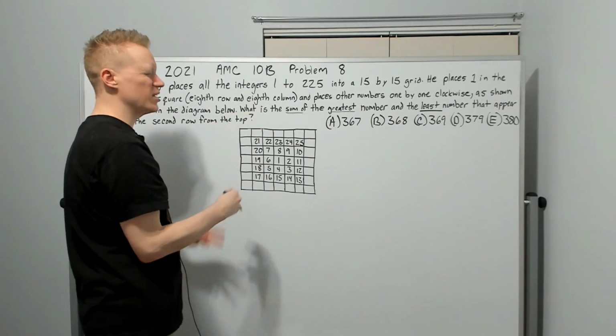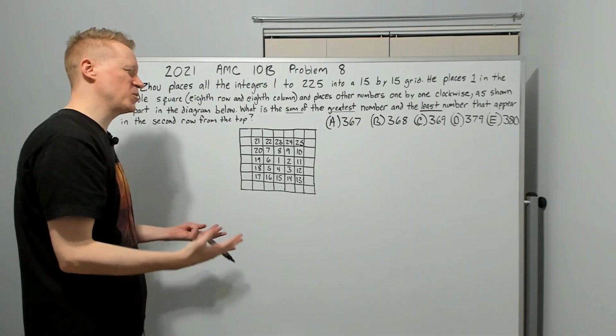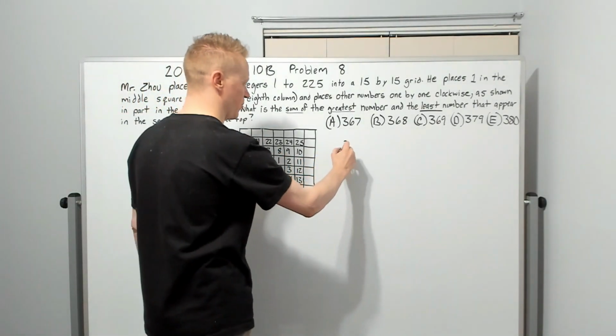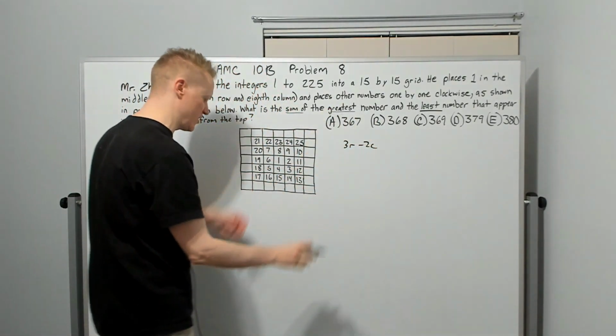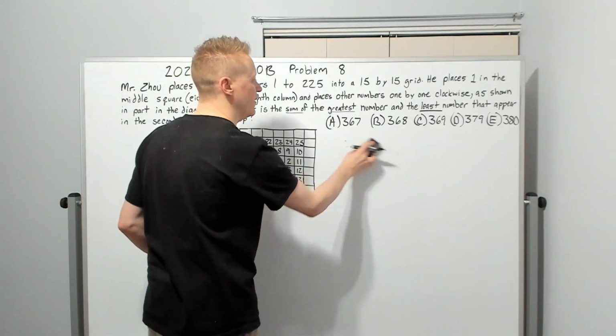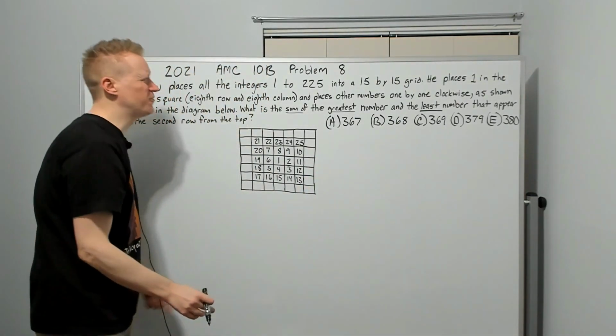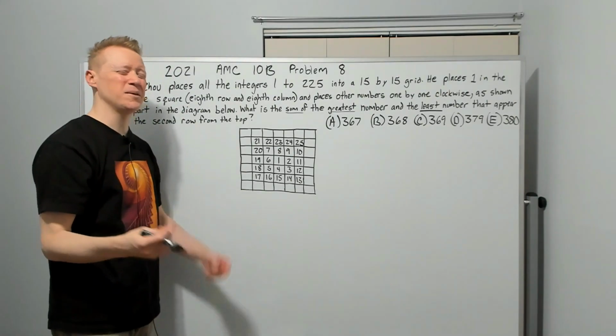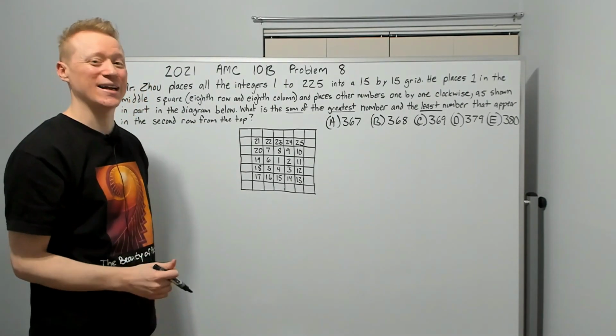Okay, we're looking for patterns. Now, could you do this with some formulas like r, 3r minus 2, something like that? Sure, knock yourself out. I'm not going to do it so formulaic. We're on problem 8. We can probably brute force this with some pattern recognition.